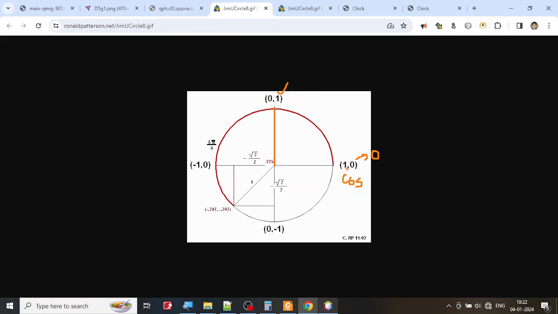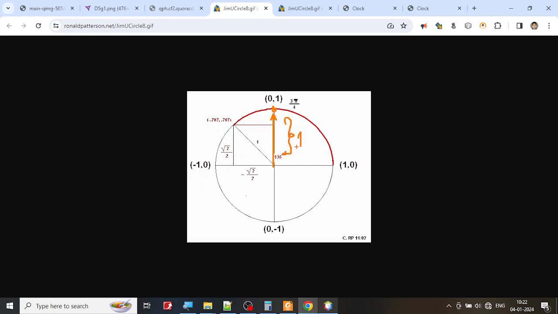Now look at the problem here. This is cos theta, it is coming here. But I want my hour hand to come here. So I want the y-axis value to be 1, so that it comes here. But what is the y value at 0 degrees? It is 0. Why is it 0? Because y is given by sine theta, and x is given by cos theta. But look at the difference here.